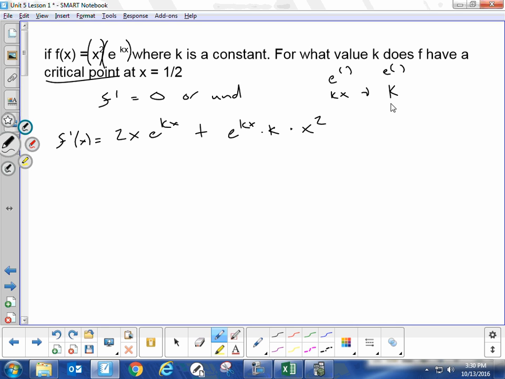Well, I'm told that this is equal to 0 when x is a half. What I can do is plug in a half for x everywhere and then solve for k. So let's do that. This is just going to be e to the 1 half k, because the 2 times the 1 half go away. And this will be e to the 1 half k times a fourth. And that equals 0.